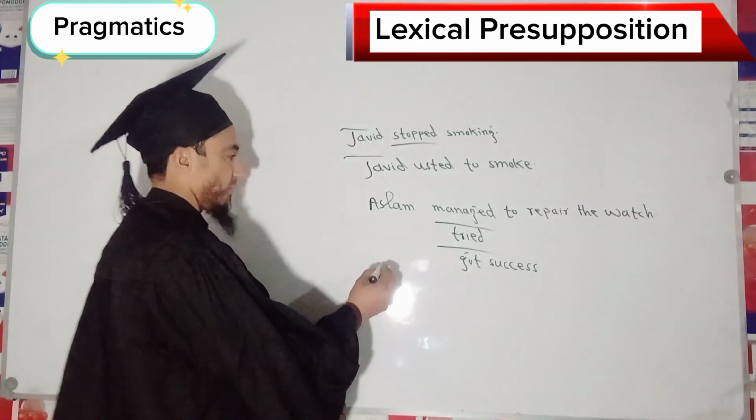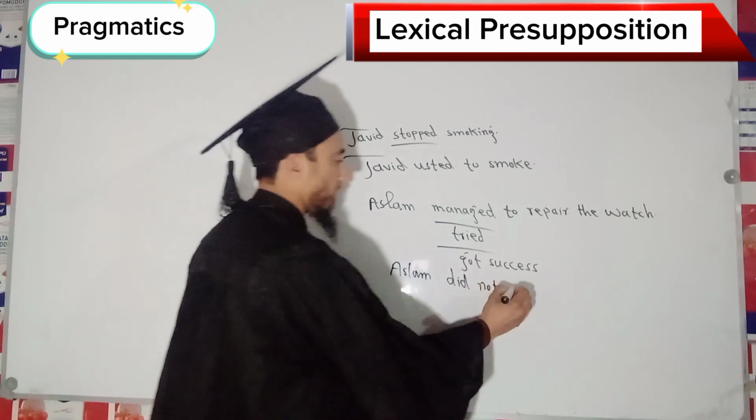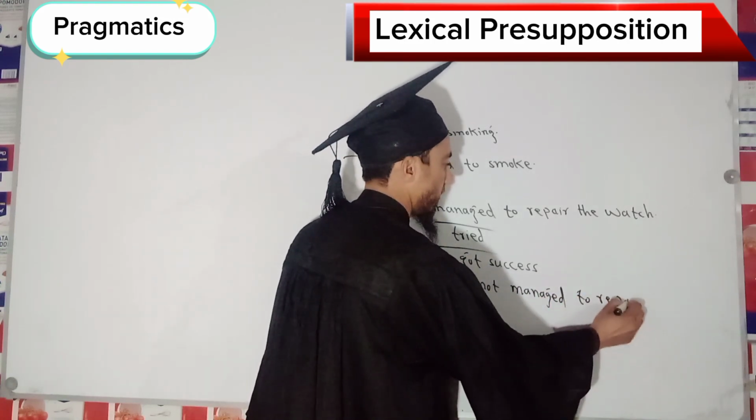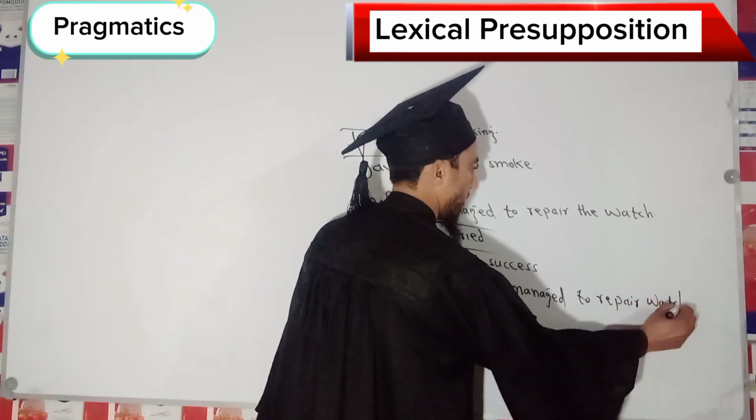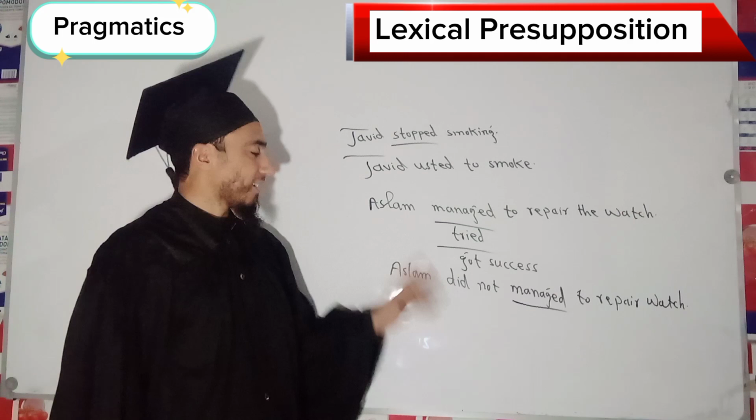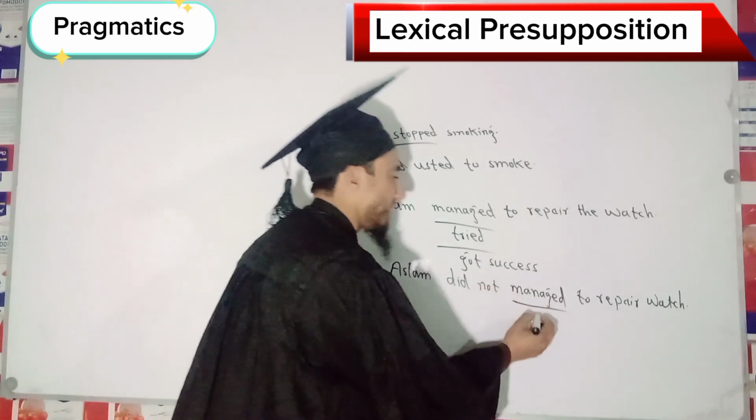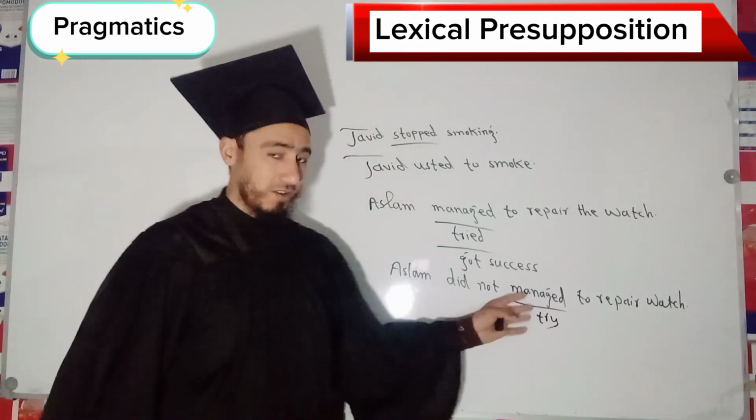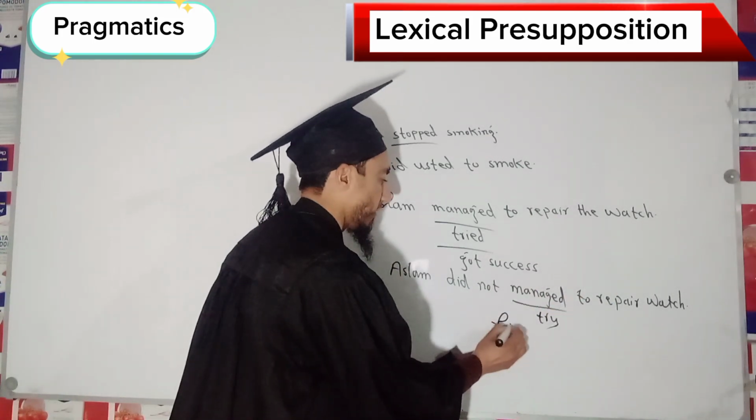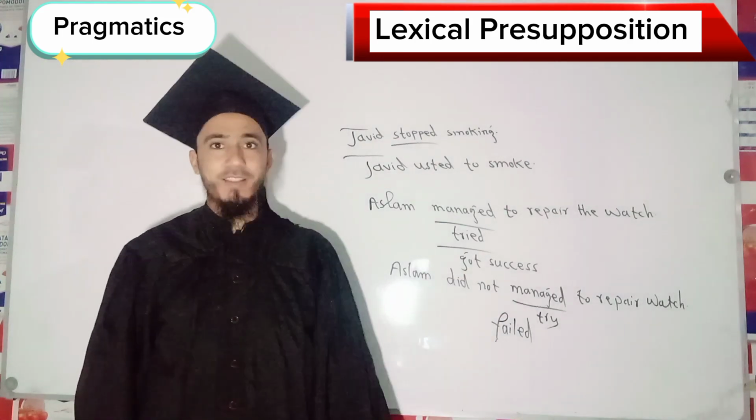Let me provide another example. For example, if I say, "Aslam did not manage to repair the watch." What is the lexical presupposition of this? Aslam did not manage to repair the watch can mean Aslam did not try. That is one meaning. Another meaning is that Aslam did not manage to repair the watch means Aslam failed. Aslam failed to repair the watch, or Aslam did not try to repair the watch.